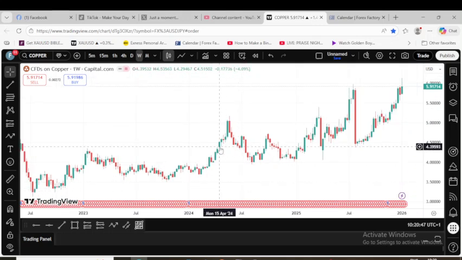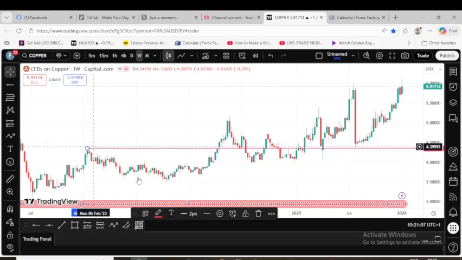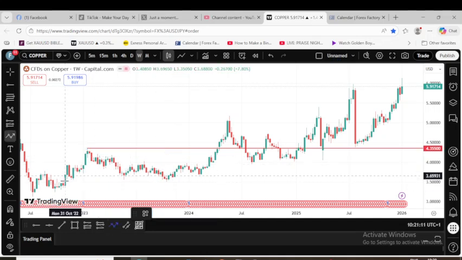Okay, so we start by identifying our market zones. There seems to be a psychological level here because price has responded multiple times to this specific level right here. As you can see, price bounced over it the first time.